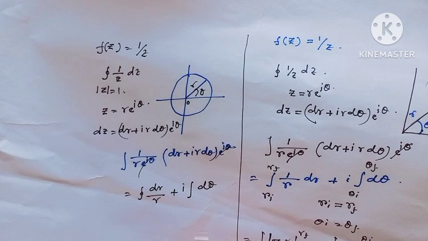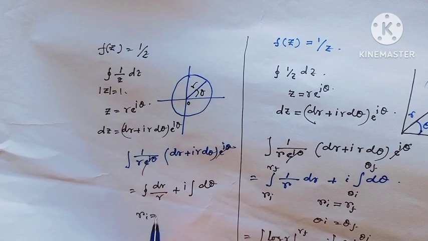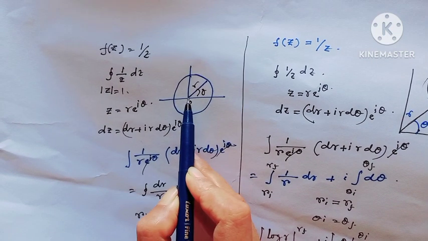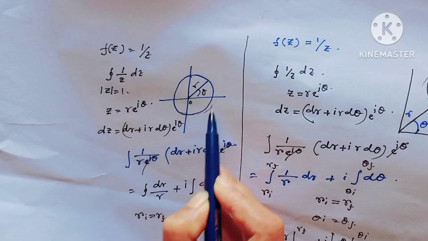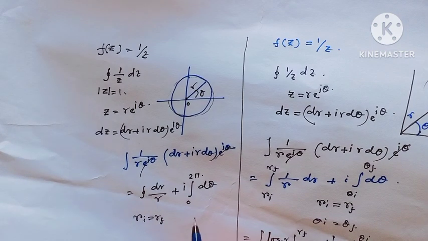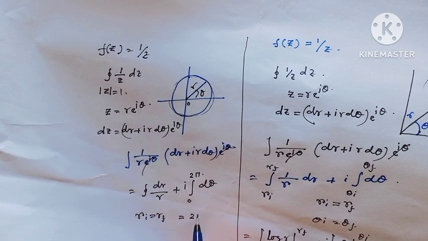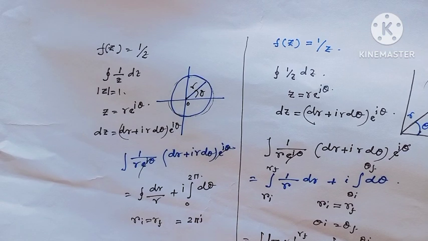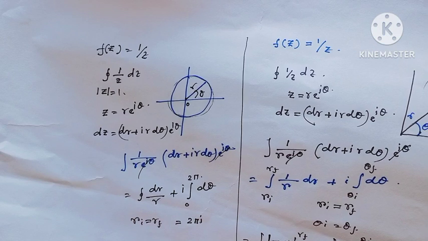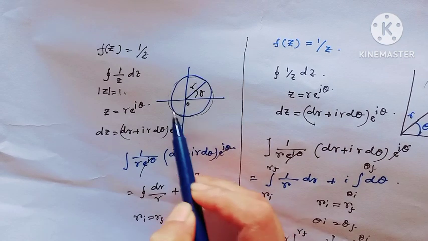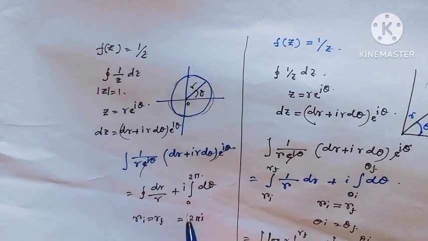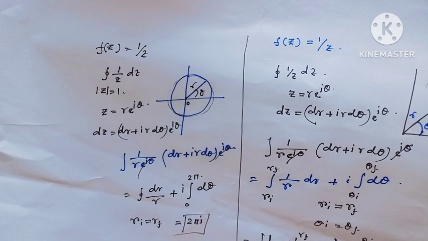And since this is a closed curve, similar to before, Ri equals Rf, but theta varies from 0 to 2 pi for this circle. So this value would be 2 pi i. I hope all my viewers have understood. Since this curve is not analytic on the whole closed curve, the value of the integral is 2 pi i.